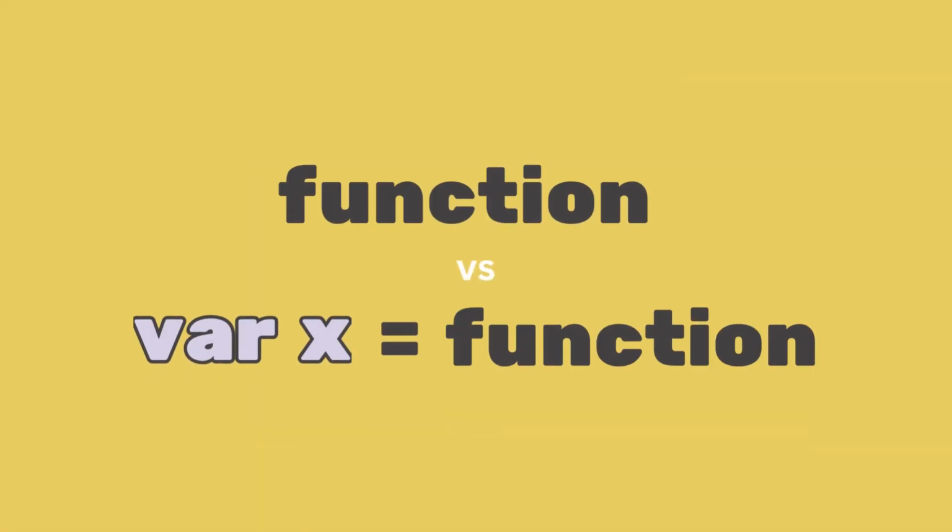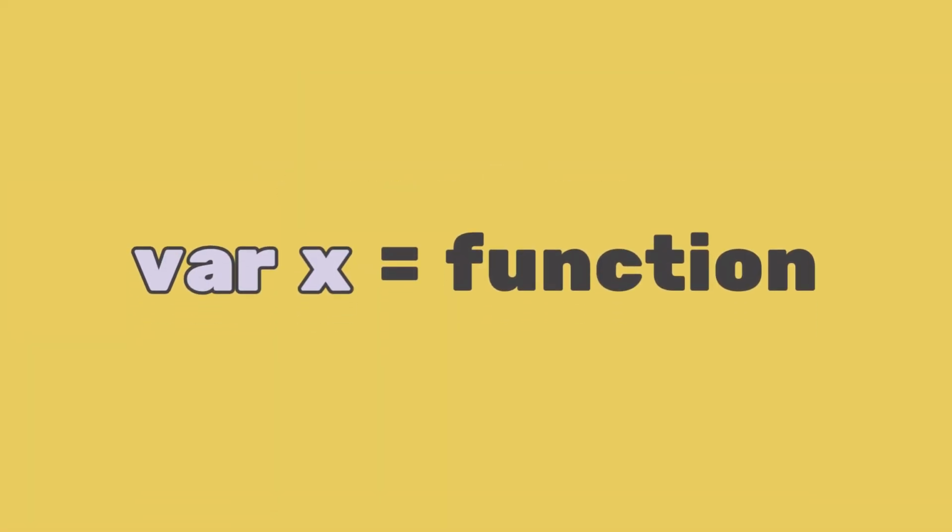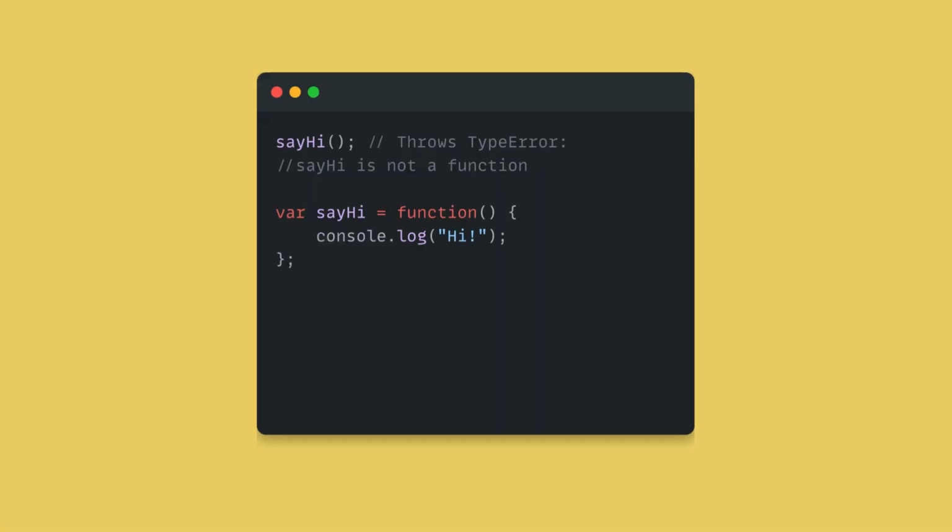Things are different with function expressions. Function expressions are only hoisted as variable declarations. This example would throw an error because the sayHi variable is hoisted, but not the function part. The same is also true for arrow functions.